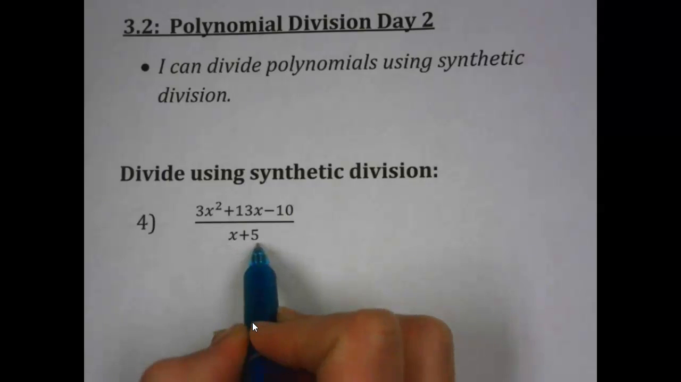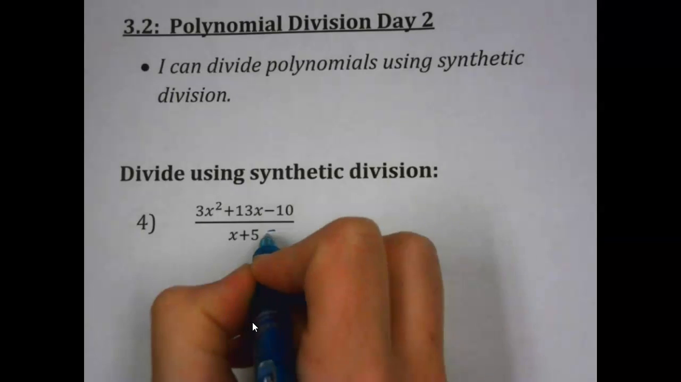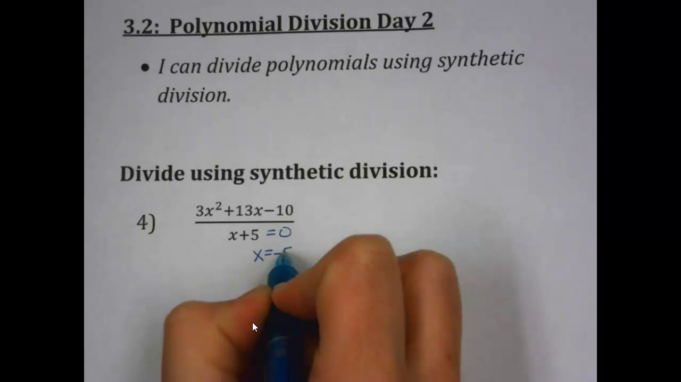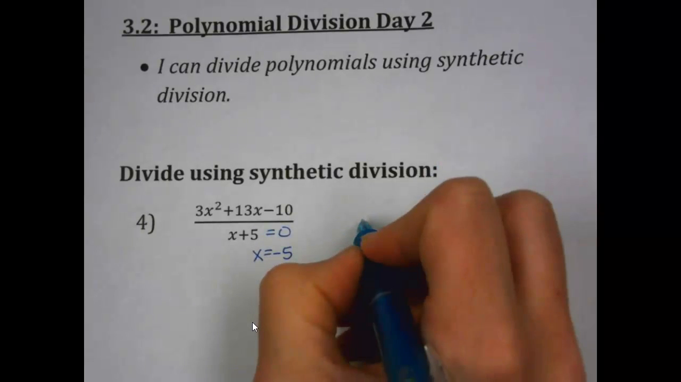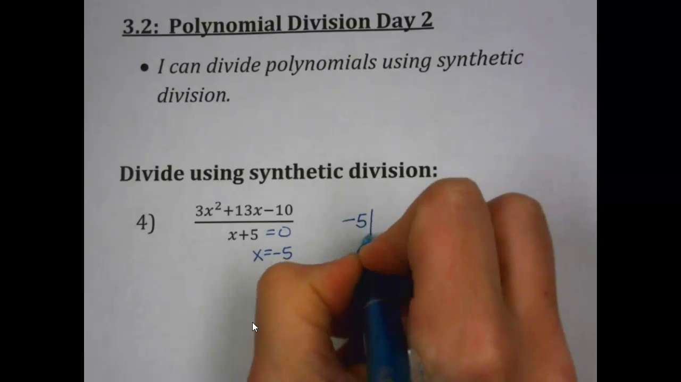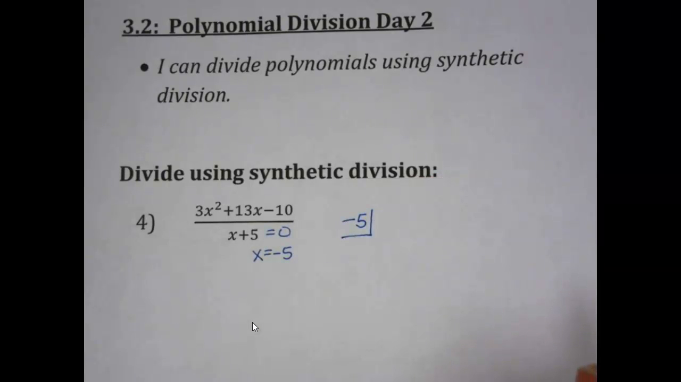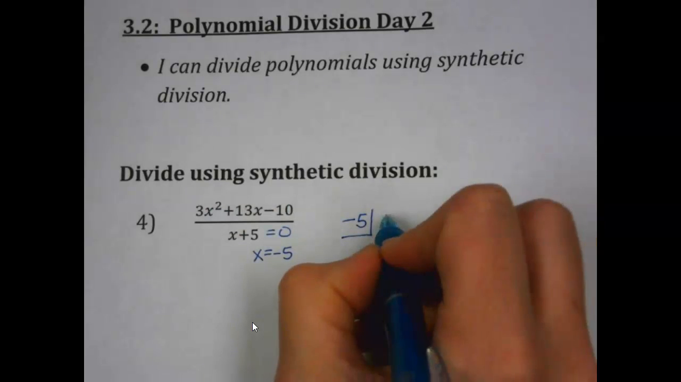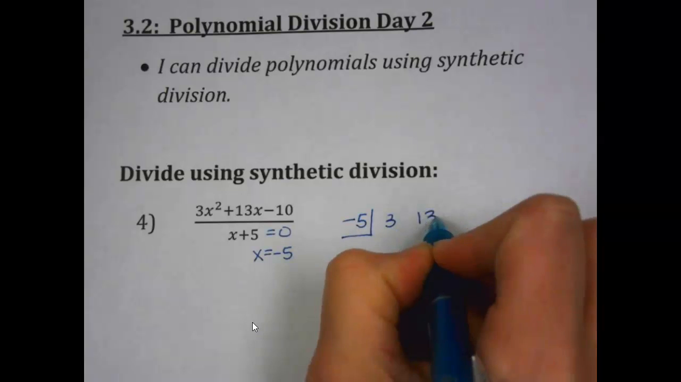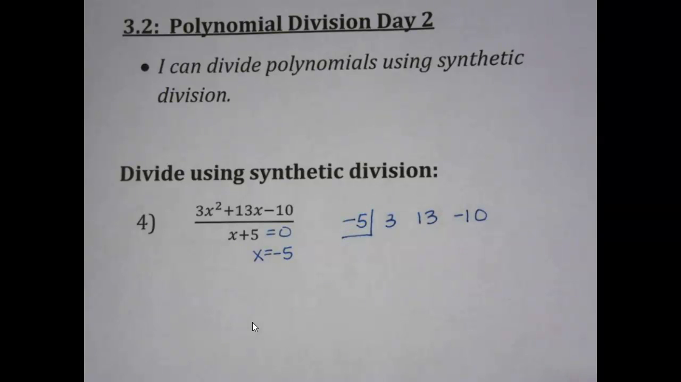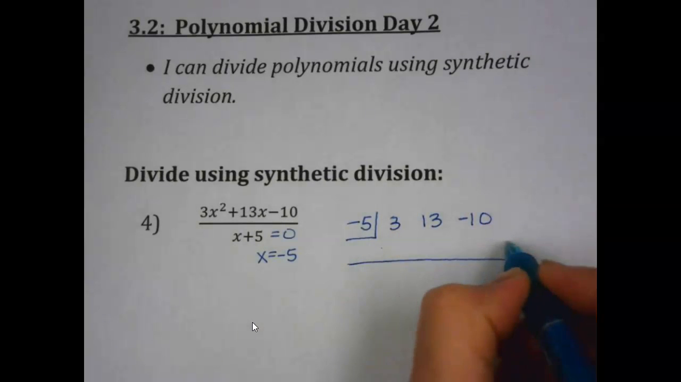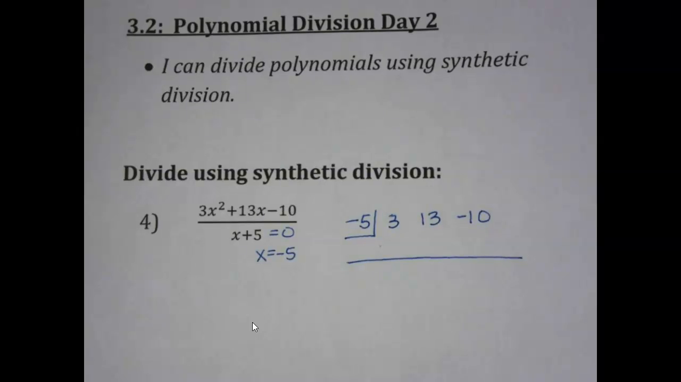You're going to take what we are dividing by, x plus 5, and figure out what makes it equal 0. So we would set it equal to 0, subtract 5, so we would get a negative 5. So negative 5 is what's going to go in what I call a little box off to the side. Then we're going to take the coefficients of this numerator, 3, 13, and negative 10. All right, leave enough space to write another line of numbers and then draw a line.